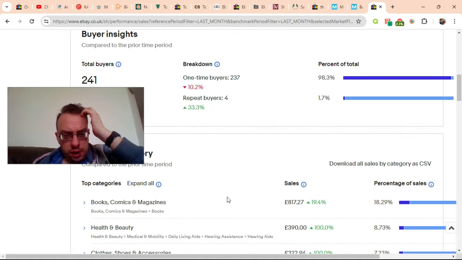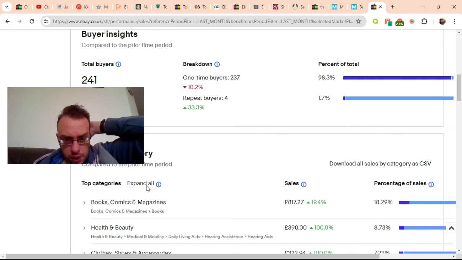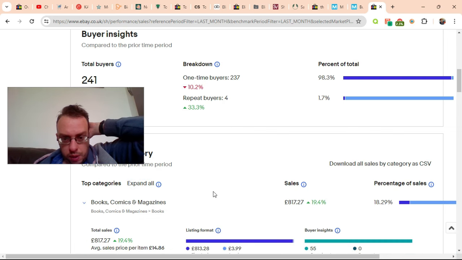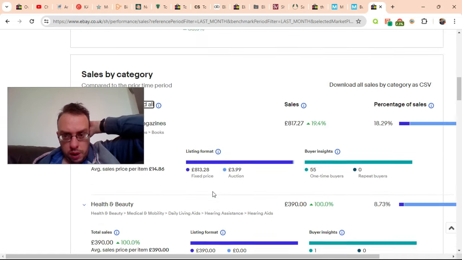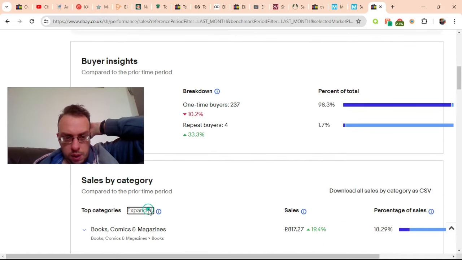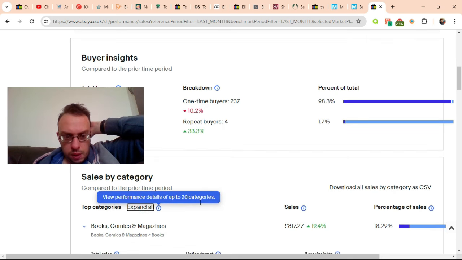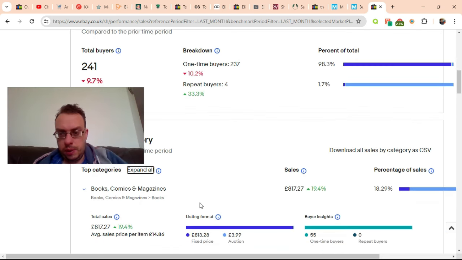The sales by category, really pleasing to see that books has gone up. I'm just going to expand all there, see what happens. Yeah, I don't like that. Can I unexpand all? I can. Not. No. Okay, so that's annoying.